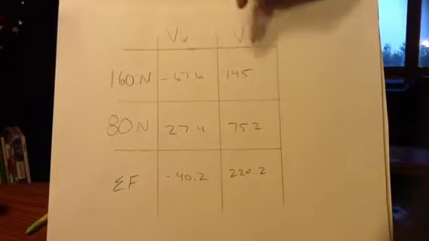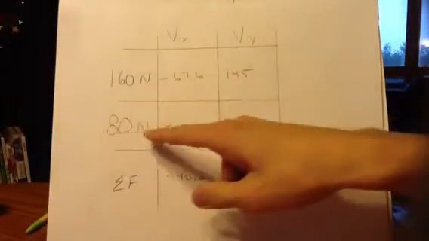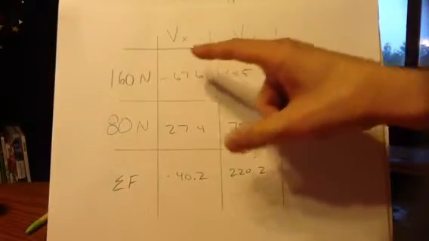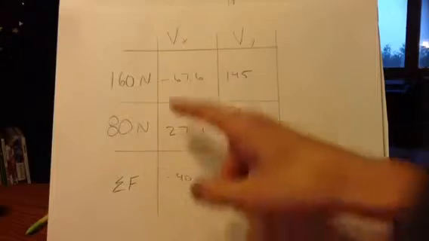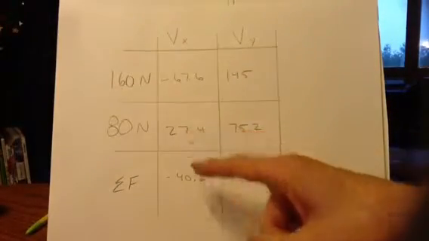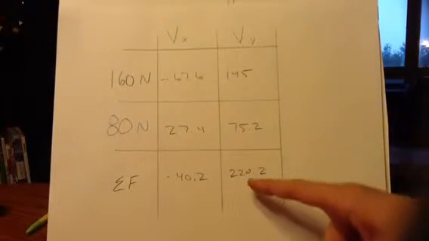I put the Vx and Vy vectors into a table with 160 newton and 80 newton hypotenuse in the following slots, and I added the following Vx quantities to get the total sum of the Vx and the total sum of the Vy.